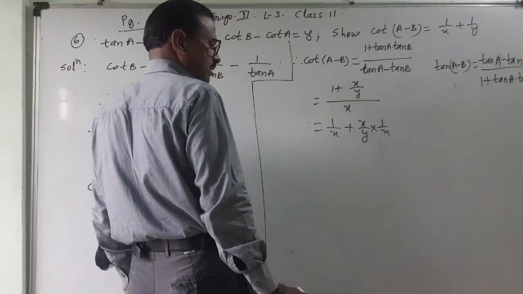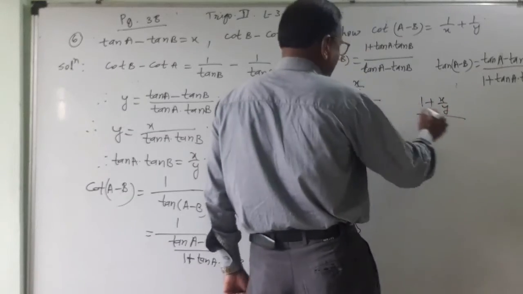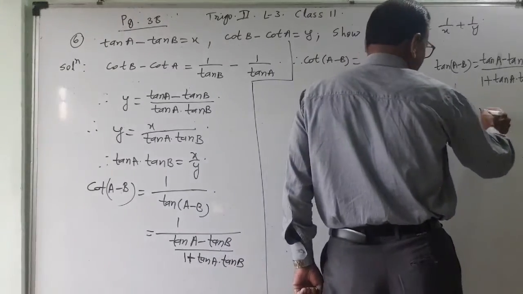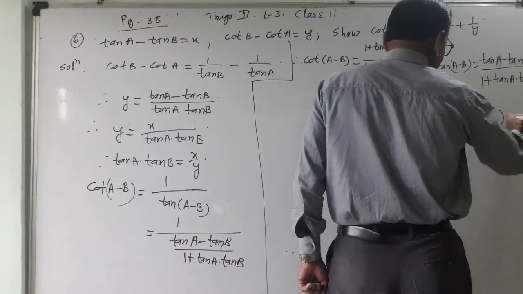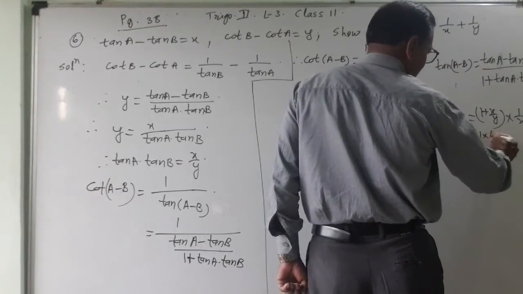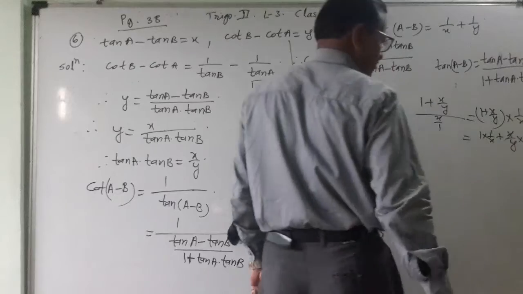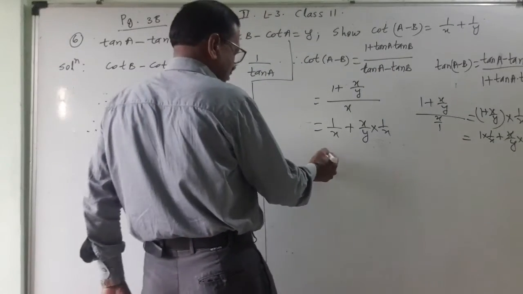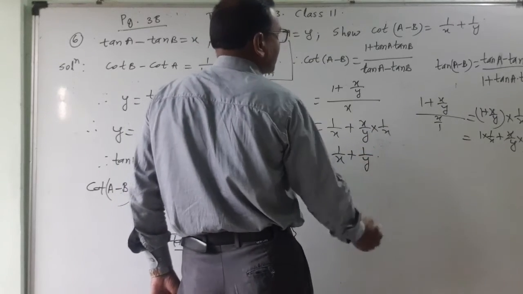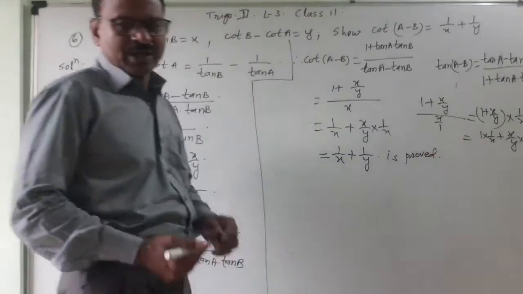Do you understand this? If you don't understand this, try to understand this. x upon y upon this is x upon 1, divided by means upside down, 1 plus x upon y into 1 upon x. So that is equal to 1 into 1 upon x plus x upon y into 1 upon x. This cuts. Let's remember that. Plus this cuts, 1 upon y is proved. Hope that you have understood this.